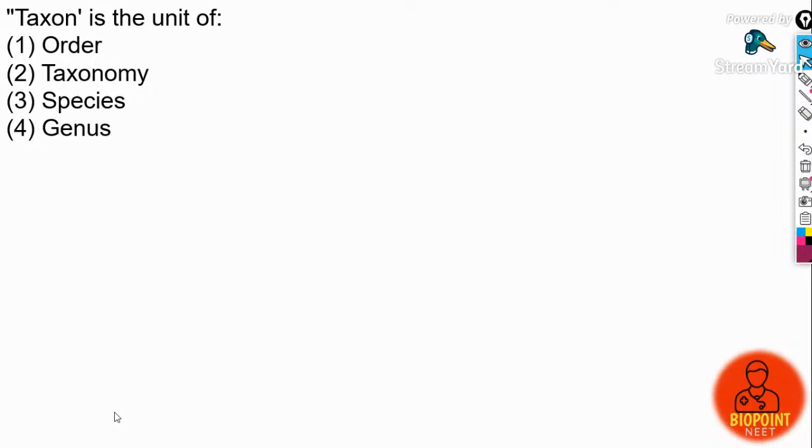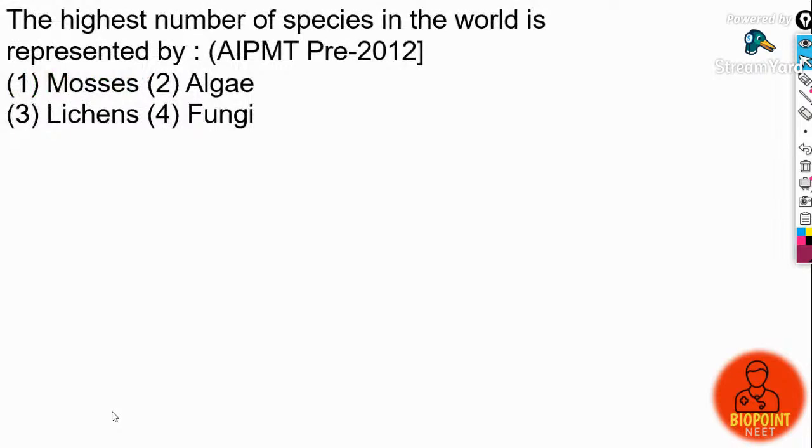Taxon is the unit of: order, taxonomy, species, genus. Taxon is the unit of. Guys, is there any echo? Yes, taxonomy is the answer commented by all. Exactly, that is the answer. Very good. Next question. Highest number of species in the world is represented by mosses, algae, lichens, fungi.